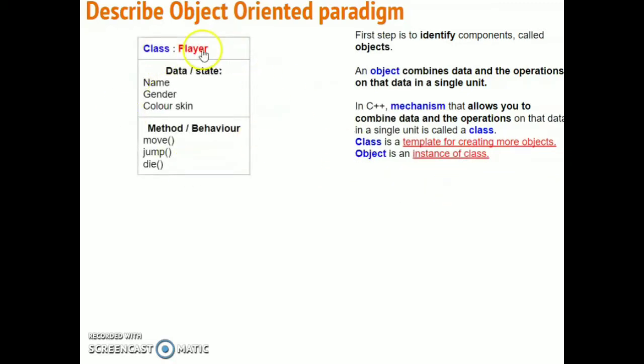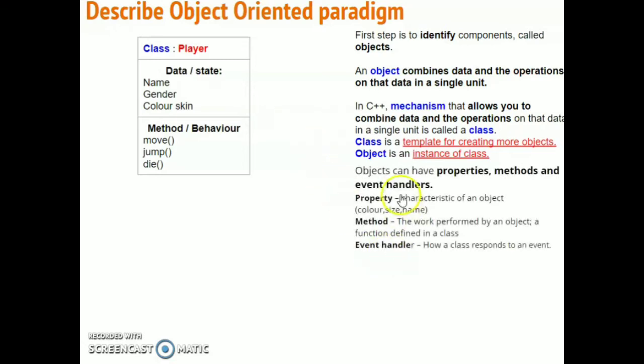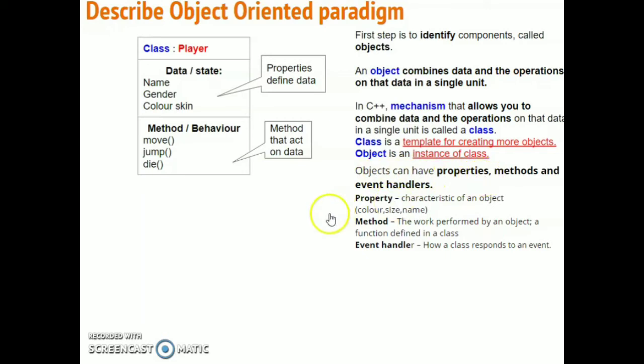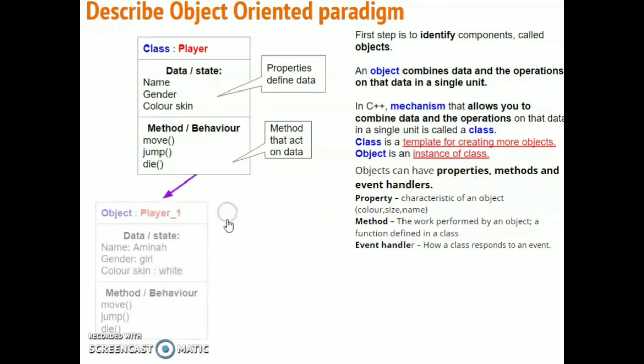You can see in the diagram here. For example, the class is a player. In general, we have a player. Inside the player there are properties and methods. Properties define data and methods act on data. Objects can have properties. So after creating the class, you create more objects from the class. Player 1.